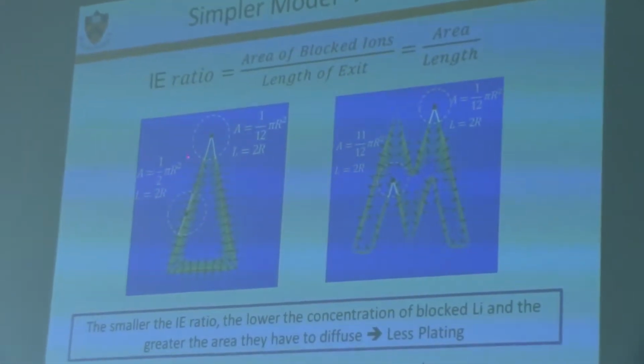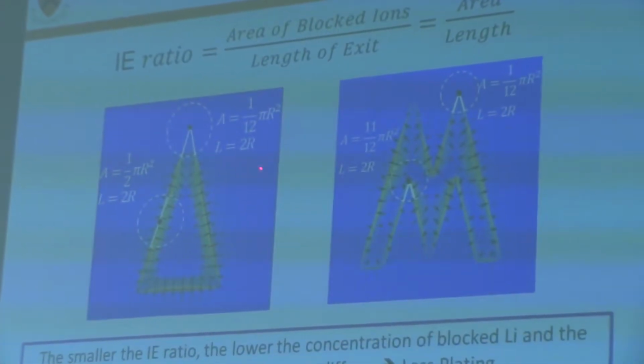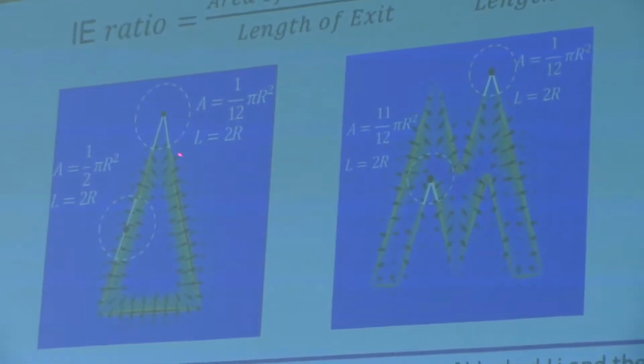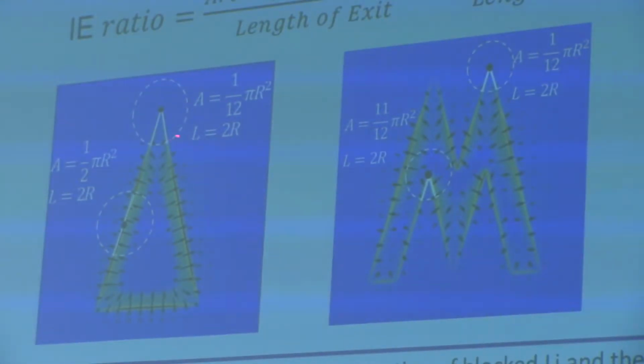But it can get out by going left or right or going up. So it has a lot of ways to get out. And so if I say that that sort of wedge takes up about a 12th of the area of the circle, then I can say that the area is 1/12 pi r squared, the length is just 2r, and I can get a ratio that's 1/6 or something, right?